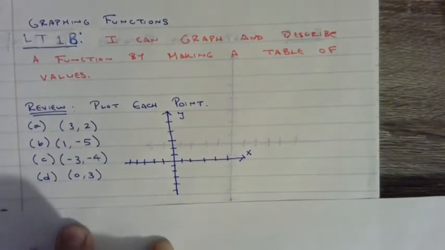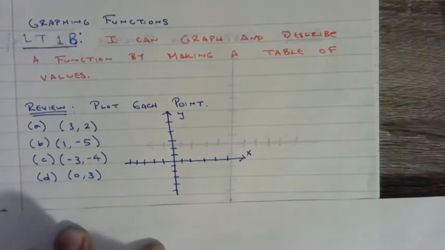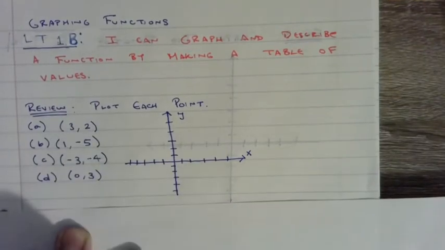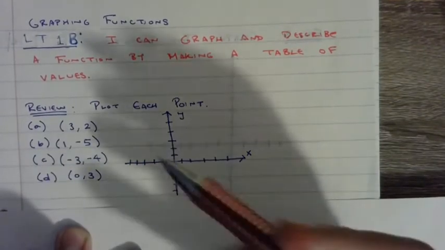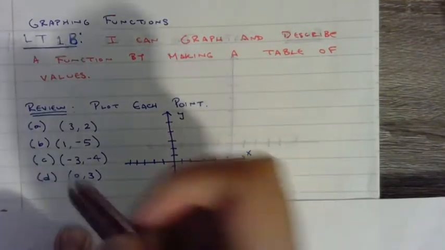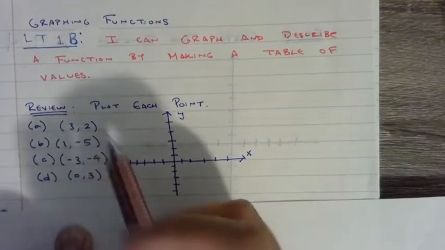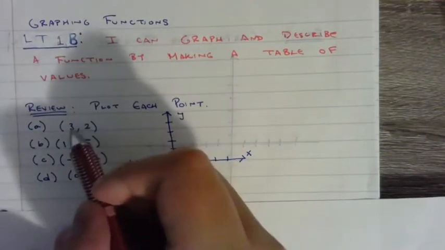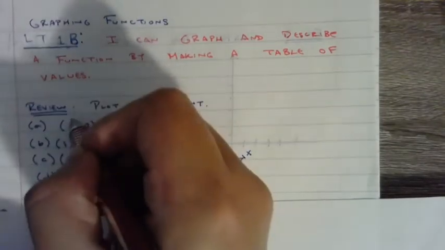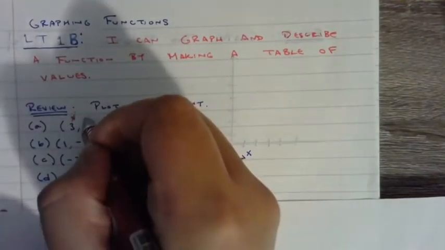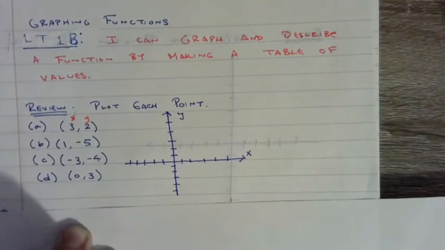Okay, alright, so first we're going to review how to plot each point. So just a reminder, remember for you to plot each point, we're going to do one thing. So make sure you pull out your red pen and let's label the value for each coordinate. So remember, let's look at A. So for 3, you know that this is your x value. Okay, your 2 is your y value. So now let's go from there.